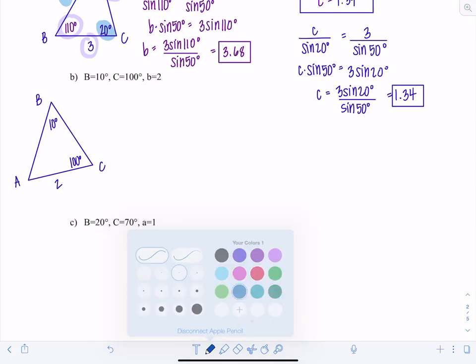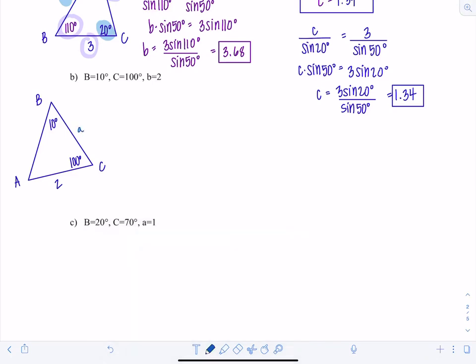Okay, so let's see. What are we missing? So I'm missing side A, I'm missing side C, as well as angle A. All right, well, angle A I can find quickly. Angle A is going to be 180 minus the other 2 angles, which are 110 degrees, so that's 70 degrees. So angle A is 70 degrees, and then I also need to find side A and side C.